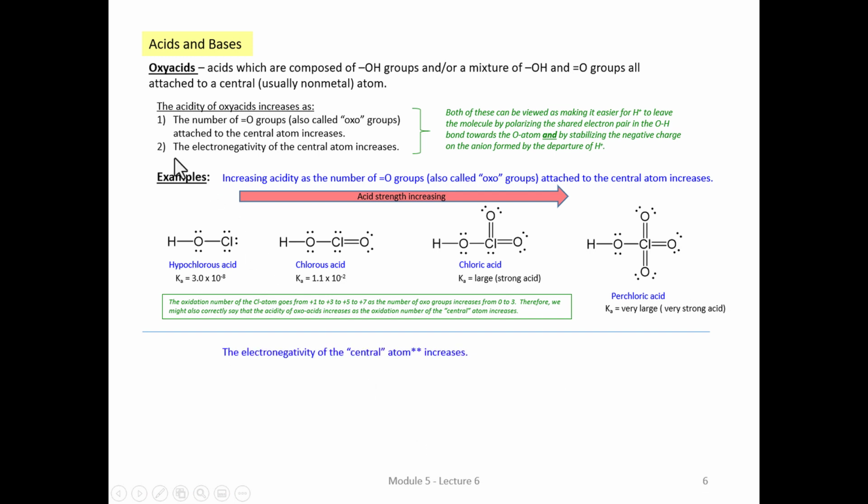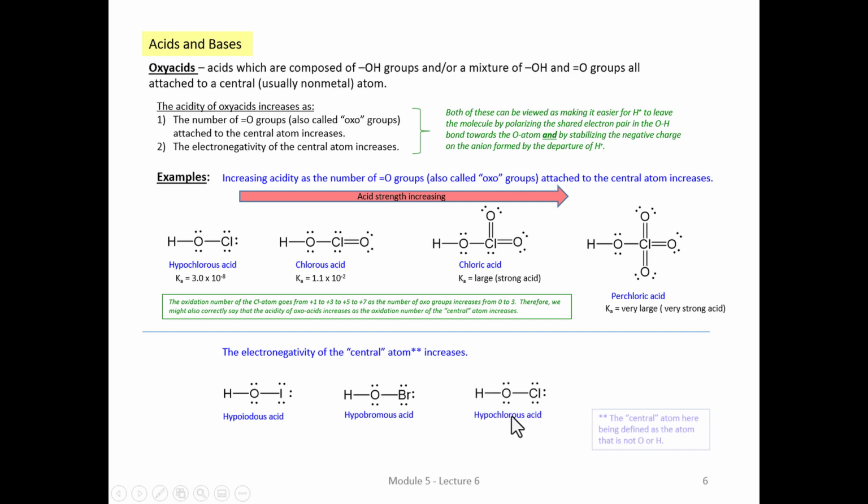Now, the second effect we talked about up here was the electronegativity of the central atom. We say oxyacids become more acidic as the electronegativity of the central atom increases. So let's look at some examples here. Let's look at hypoiodous acid, hypobromous acid, and hypochlorous acid. One thing you might notice is that the central atom in these structures appears to be oxygen, but by central atom here, we mean these changing attachments to the OH: iodine, bromine, and chlorine.